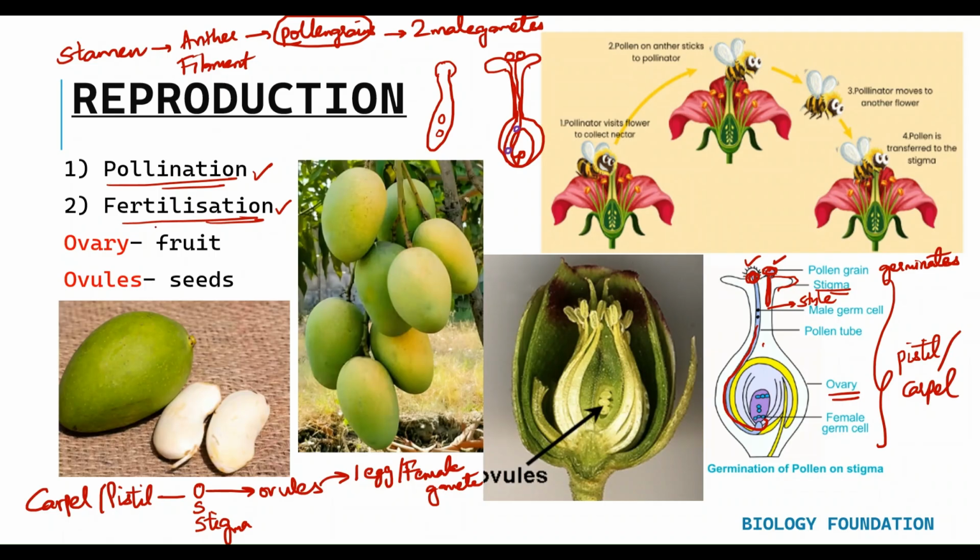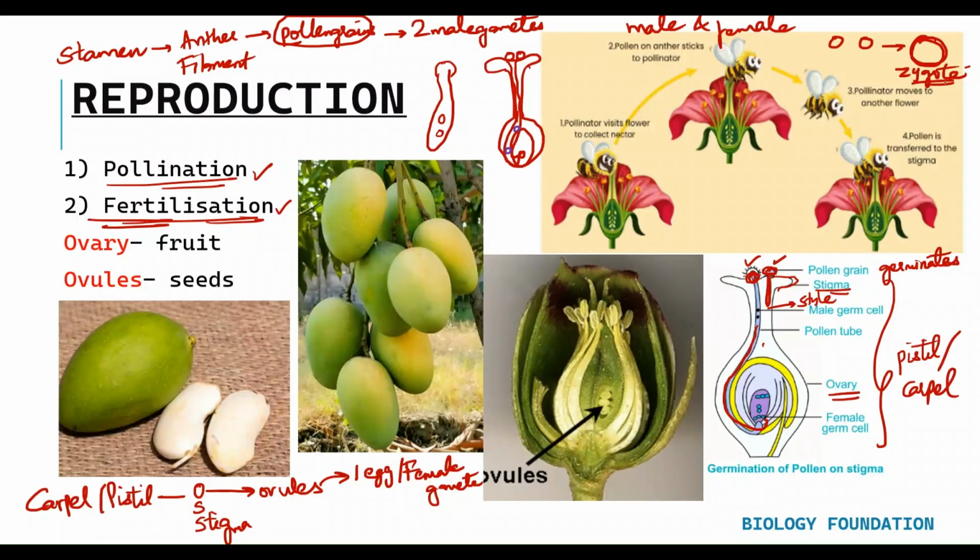Clear? Now what is fertilization? When do you say fertilization happens? When there is fusion of male and female gamete. Okay, so when the male gamete and the female gamete meet and combine, their contents fuse, and it results in the formation of a single cell, which you call a zygote.